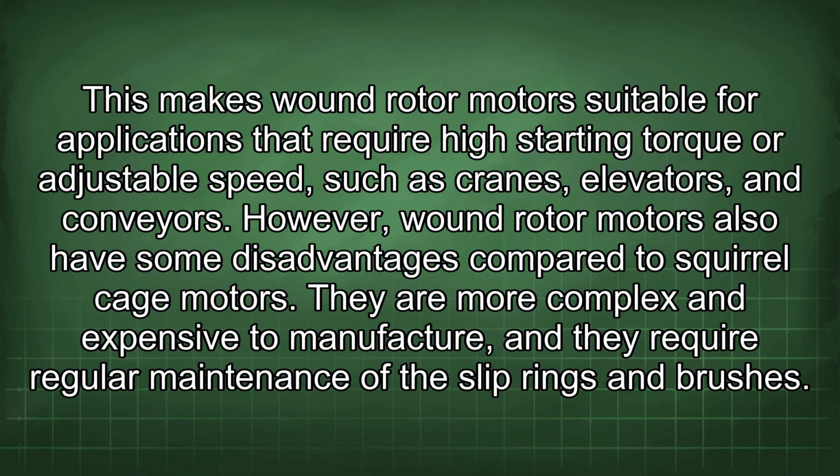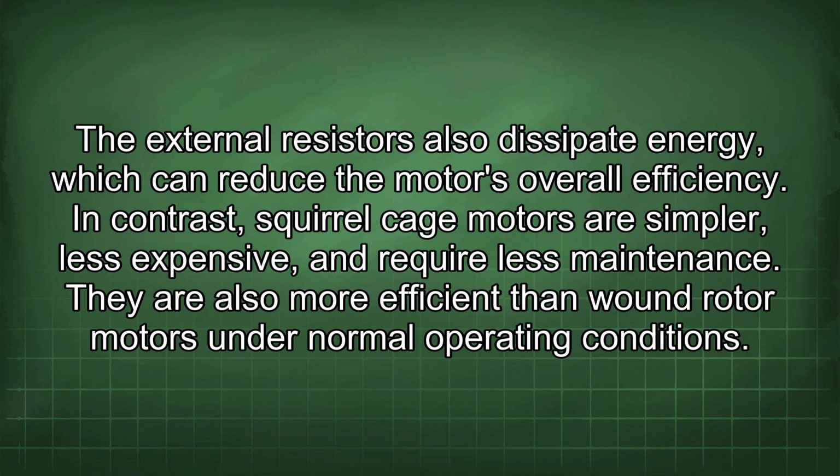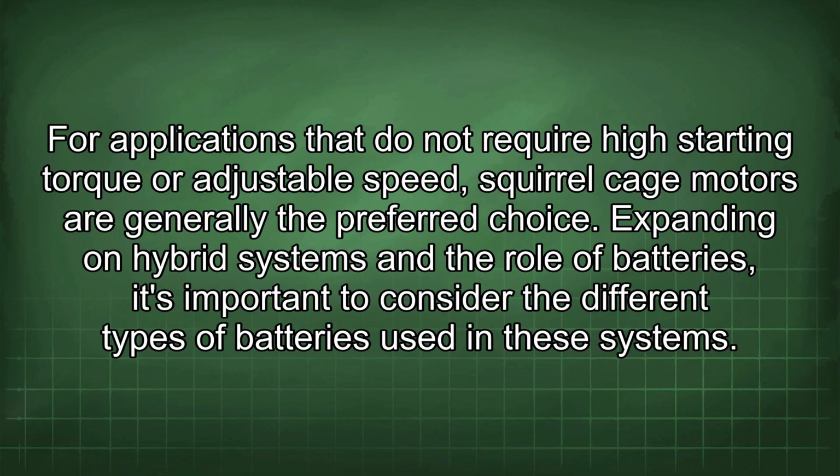However, wound rotor motors also have some disadvantages compared to square cage motors. They are more complex and expensive to manufacture, and they require regular maintenance of the slip rings and brushes. The external resistors also dissipate energy, which can reduce the motor's overall efficiency. In contrast, square cage motors are simpler, less expensive, and require less maintenance. They are also more efficient than wound rotor motors under normal operating conditions. For applications that do not require high starting torque or adjustable speed, square cage motors are generally the preferred choice.